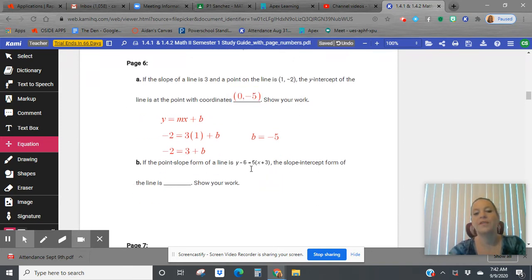If the point slope form of a line is this, the slope intercept form of the line is... So if I take this point slope form and I simplify it by adding 6, I get y equals 5 parentheses x plus 3, and I add 6 on the end, and then I'm going to simplify by distributing and adding that 6. 5x plus 15 plus 6, 5x plus 21. So the slope intercept of the line is 0, 21.